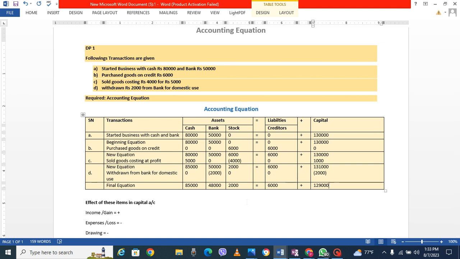Once again, always consider income, expense, gain, loss, and drawing have impact over capital. So if there is income or gain, just add it. If there is expense or loss, then minus in capital. If there is drawing, then minus in capital.